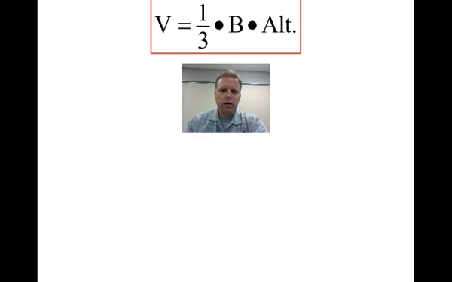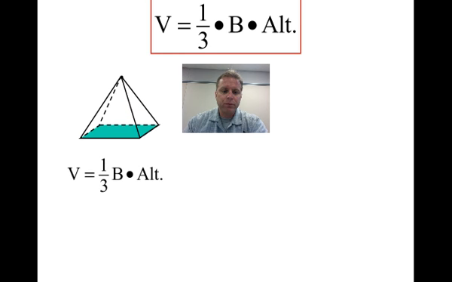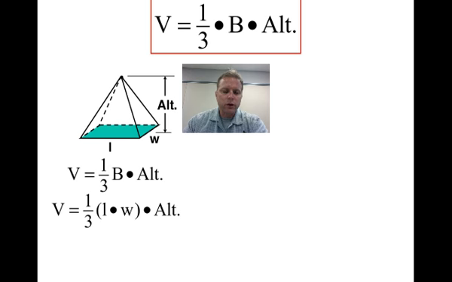So again, this is our generic formula, and we're going to start with a pyramid. The base of a pyramid can be a rectangle, it can be a pentagon, it can be whatever. Since this pyramid has the base of a rectangle or a square, we have a length and a width, and remember the height of the pyramid is the altitude. So we're going to do volume is equal to 1/3 length times width times altitude.